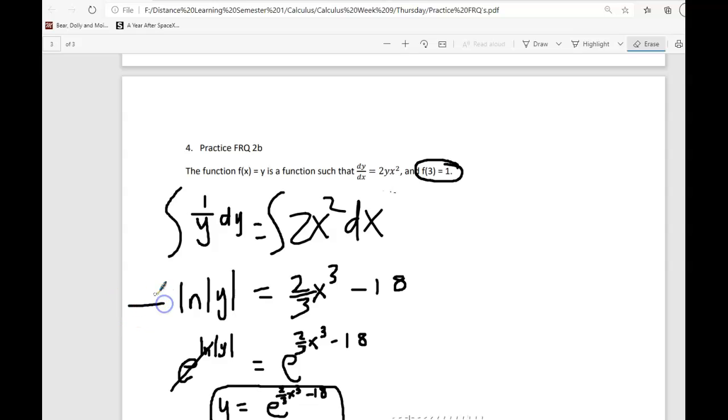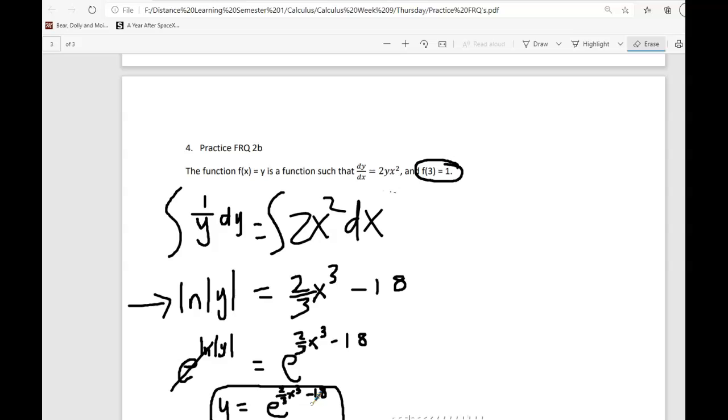I would say just to be safe, just so they can't ding you for a technicality, make sure you include the absolute value bars here. But at the end, since it equals an exponential, we don't really need it. Now, this is good enough, and this is where I'd like you guys to stop on your FRQ. You will get full credit for that, okay?